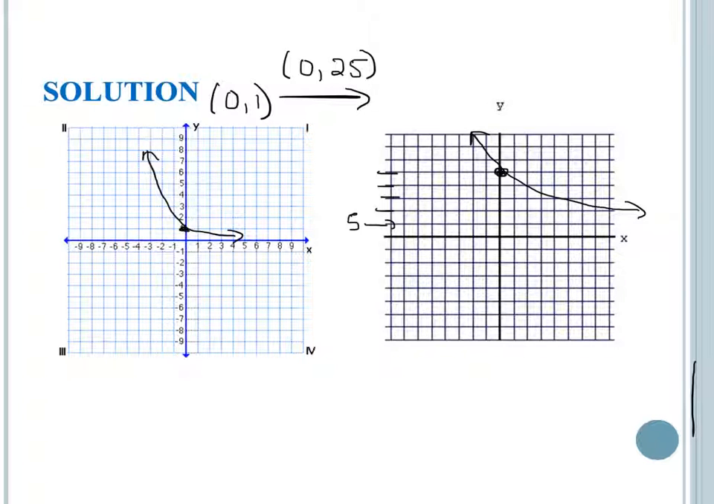So every single y value is being multiplied by 25. That's exactly what happened with my (0, 1). I originally had a y-asymptote at y equals 0. If I'm multiplying all the y's by 25, that's not going to change over here. I still have y equals 0 as my horizontal asymptote.